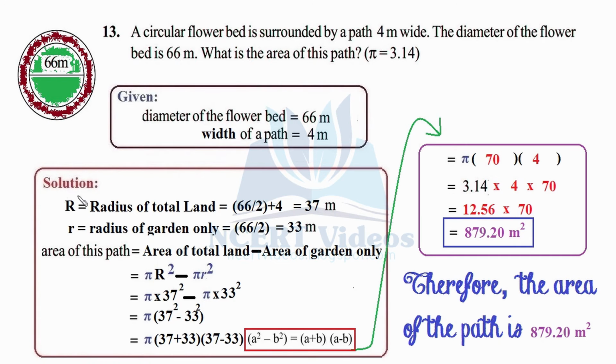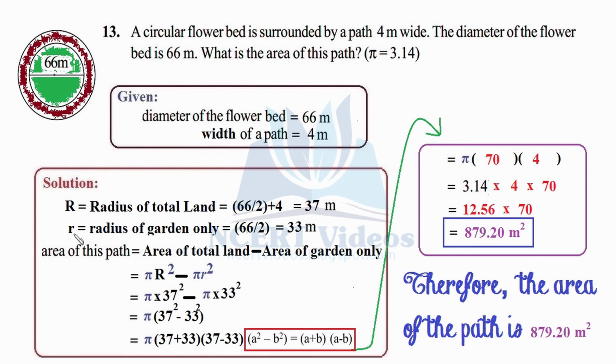will take two radii. One is the bigger one, that is r with capital R, the radius of the total land, that is including both garden and your path. That will be 66 over 2. Why 66 over 2? Because the radius of this garden will be half the diameter. Plus we have to add this length as well, that is 4 meter. So the radius will be from this point. So this one, that is 66 over 2 plus 4. Take it in any direction. Let's take here. So this will be the radius, that is 66 over 2 plus 4. So that is 37 meter. How? This is 33 plus 4 is 37 meter.